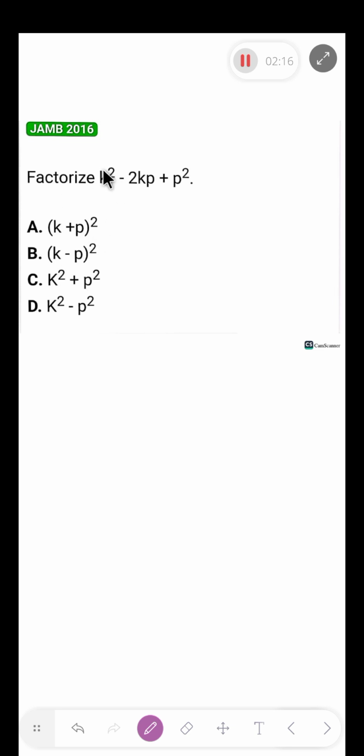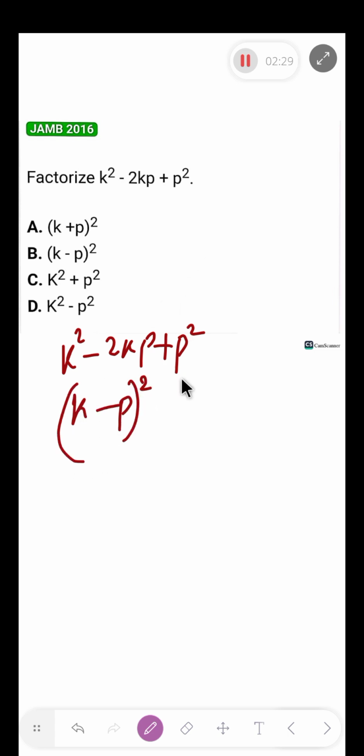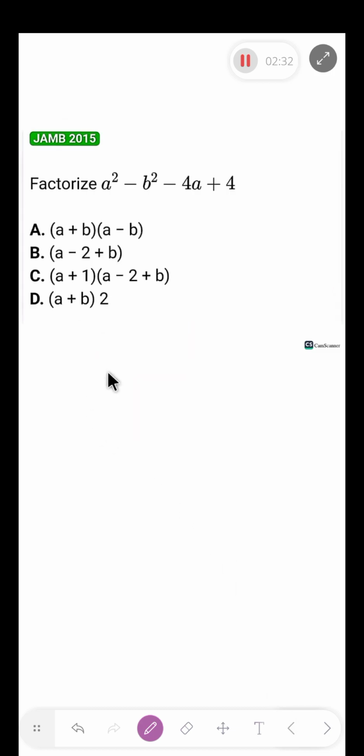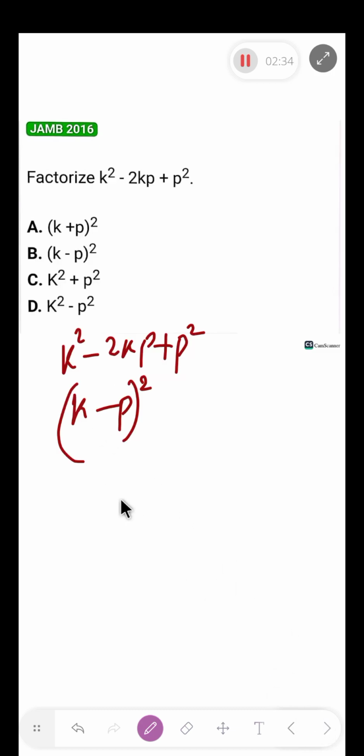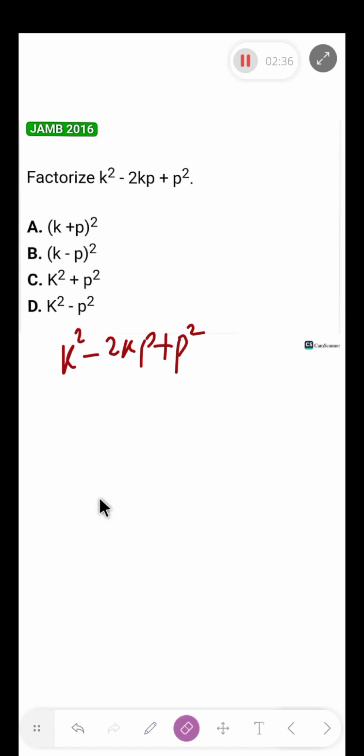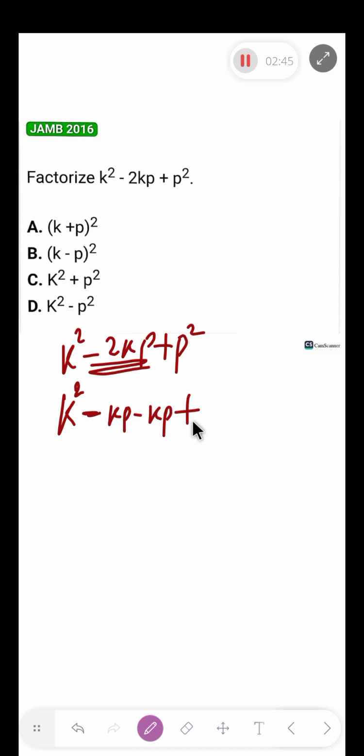In this case, factorize k squared minus 2kp plus p squared. In this case, this is like saying you have k minus p squared. This is very direct, but to make it easier, let me show you the solution. Whatever you have to do is you just write k squared. This minus 2kp can be split into minus kp minus kp. Do you agree with that? Minus kp minus kp is minus 2kp.